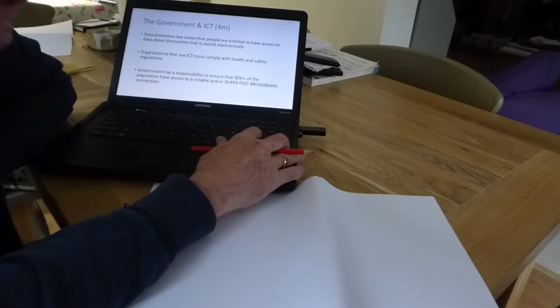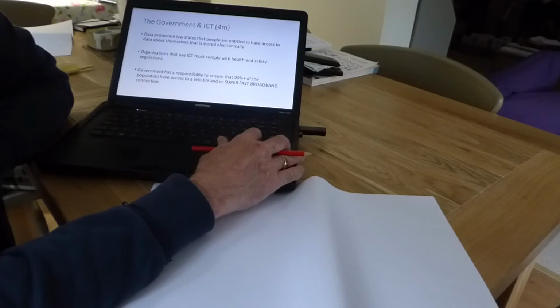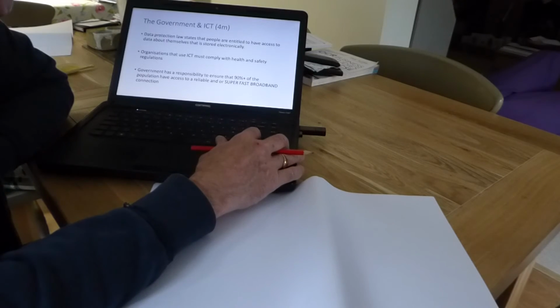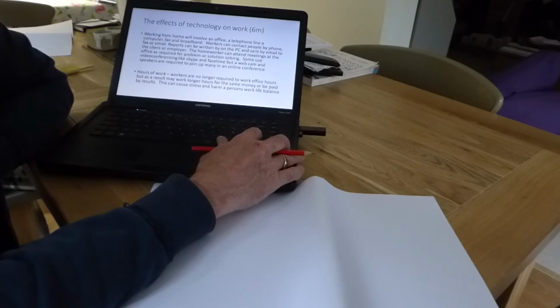Regarding the government, if there's any questions on the government and ICT, obviously the government's legally positioned to set laws to protect people, and the Data Protection Act is one of those laws that entitles people to have privacy of their data details that are saved electronically. Organisations that use ICT within them need to comply with health and safety legislation, and governments have a responsibility to provide super fast broadband so we can compete on a global stage.